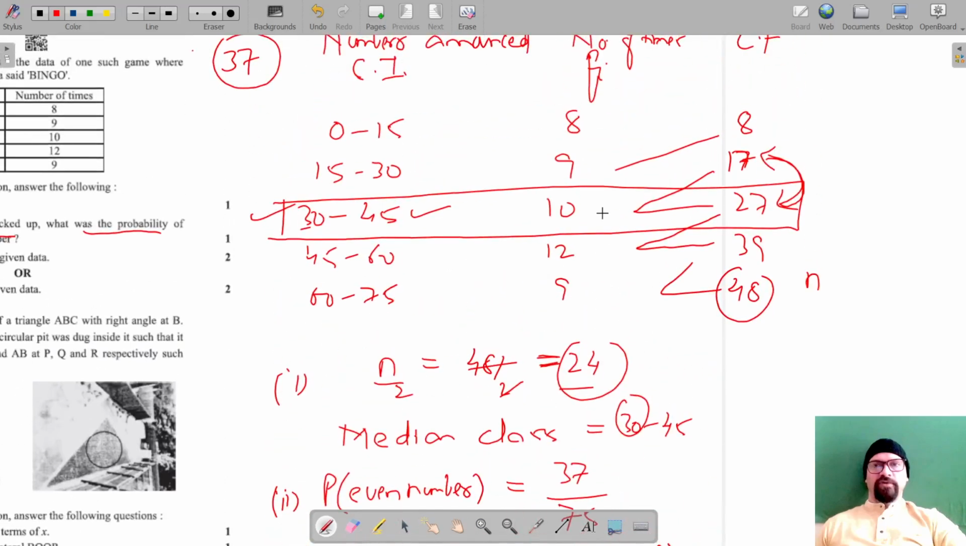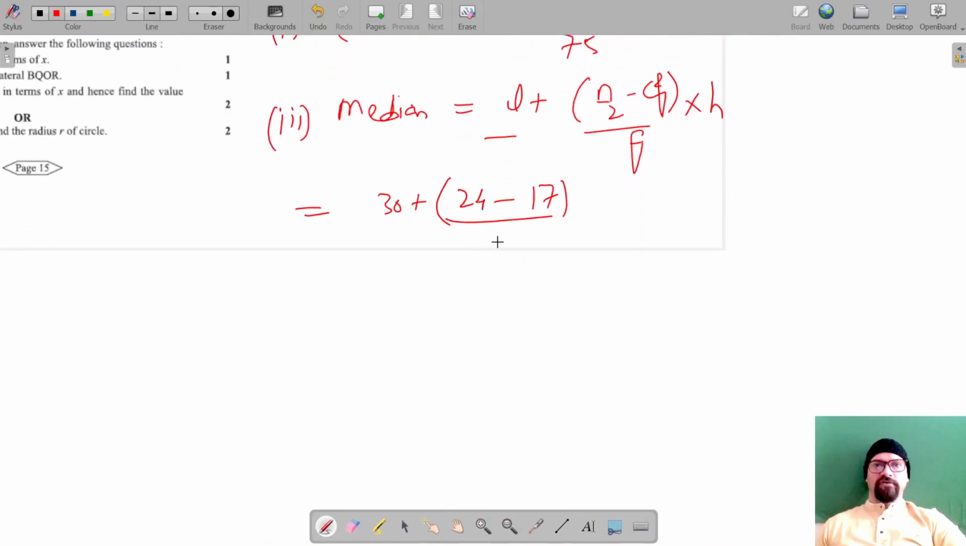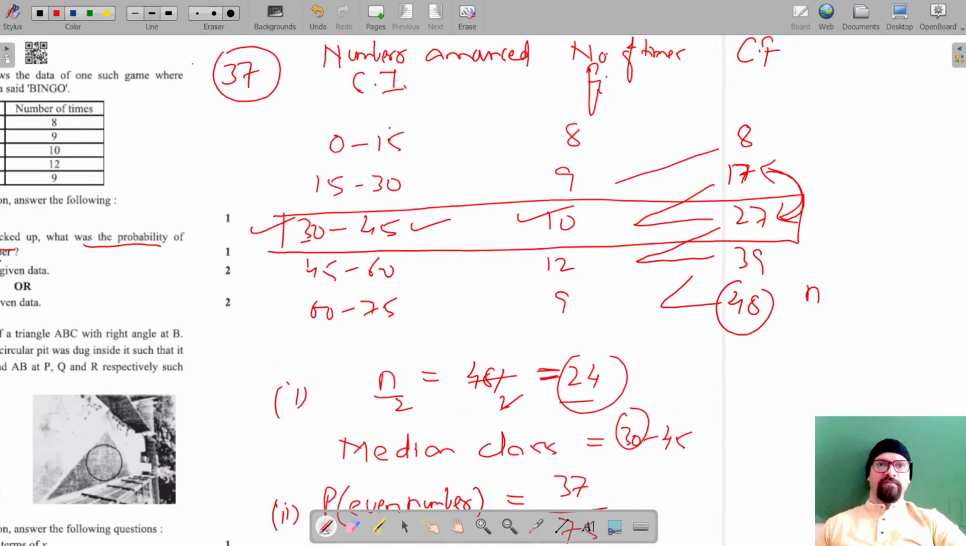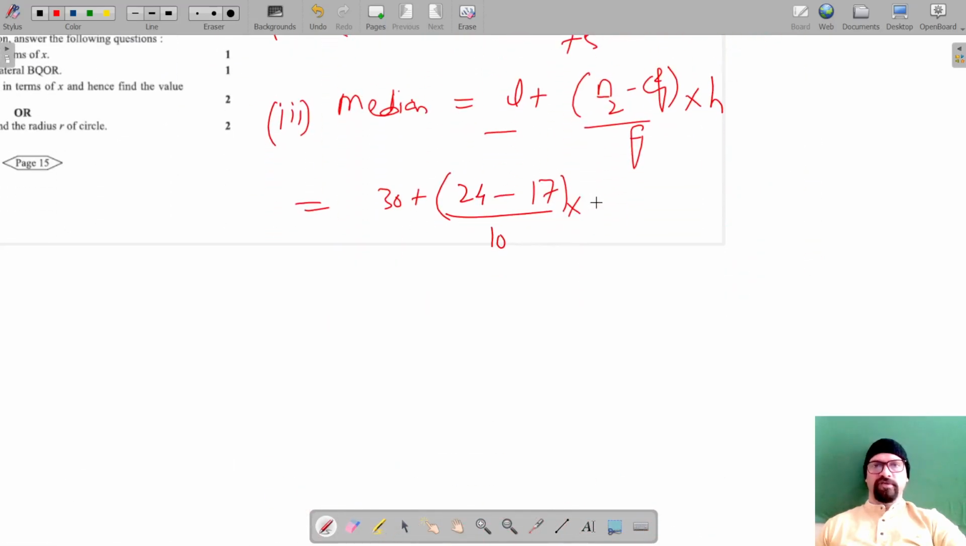And F is the frequency of the median class, which is 10. And H is the class size, which is upper limit minus lower limit, which is 15. So this is equal to 30 plus (24 minus 17, that is 14 minus 7) is 7 upon 10 into 15. So 5 threes are 15, 2.